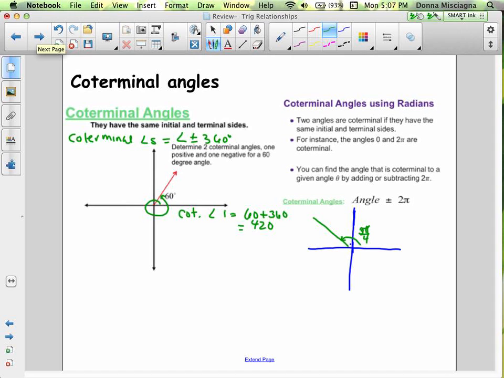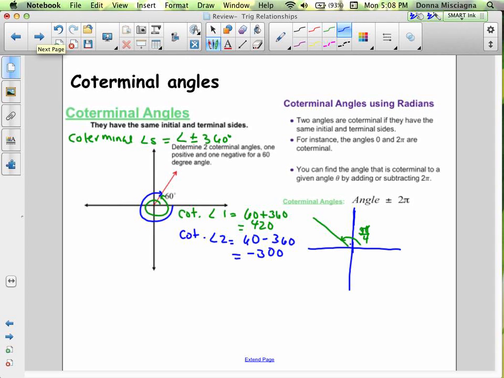Notice it ends in the same spot because it went all the way around the circle and then it went 60 degrees more. We can also have a negative angle. Right? It's still going to start on the x-axis, but now it goes in the negative direction. To find that angle, we would take our given angle and subtract 360 to find another coterminal angle. So negative 300 is also coterminal to 60 degrees. It just goes in the opposite direction.